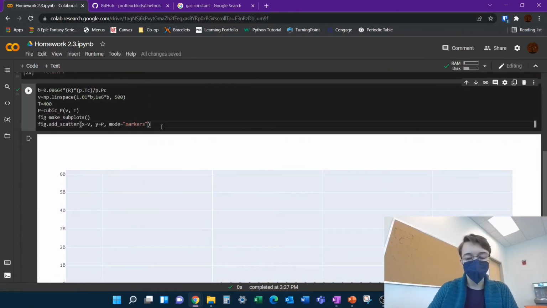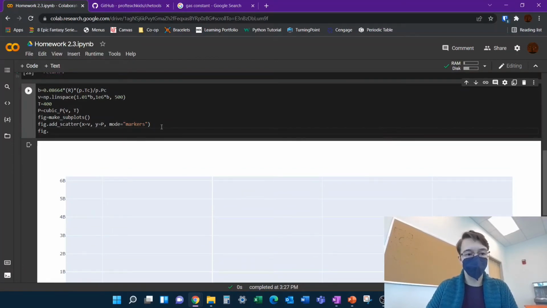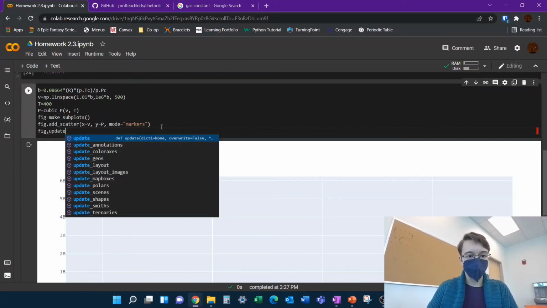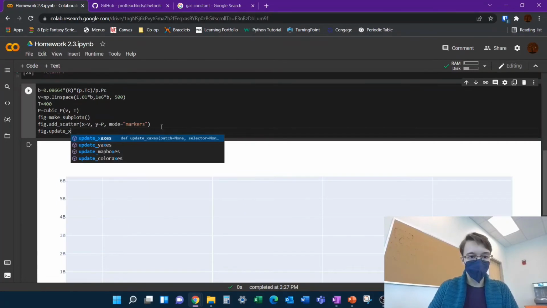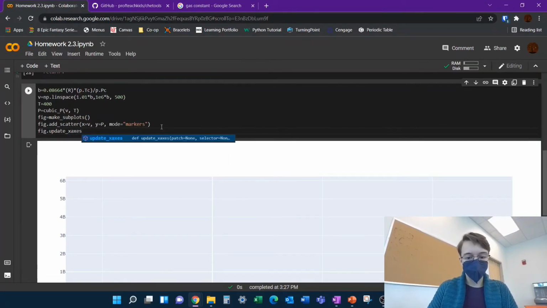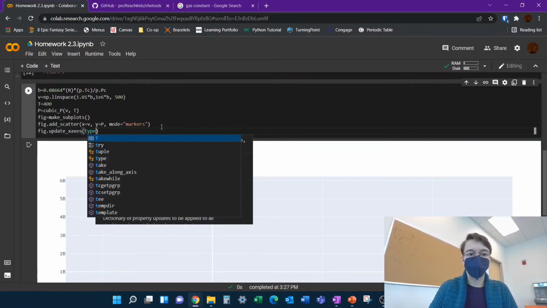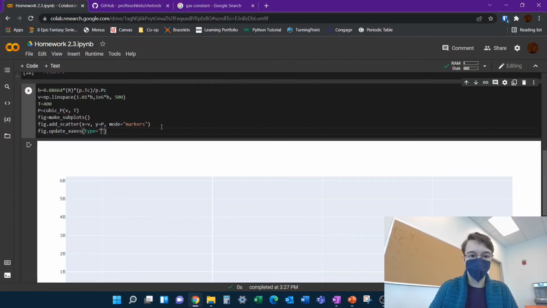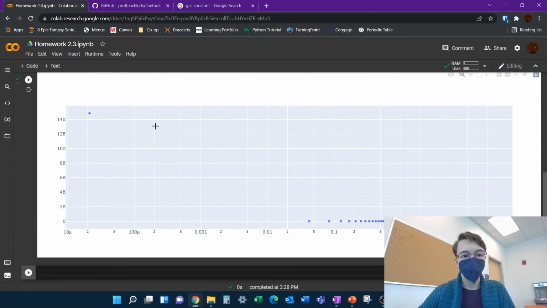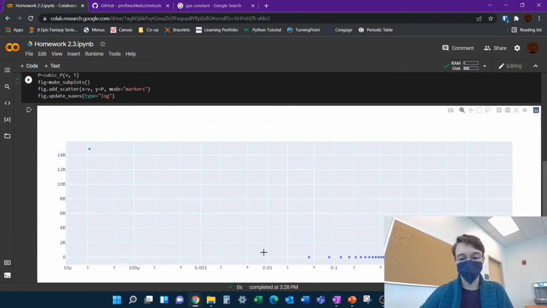So let's try that. So fig.update_xaxes, and that will be type is equal to log. So let's shift enter there. Alright, so that looks better. You can tell scale-wise on this graph, but we still don't have any points in between here.